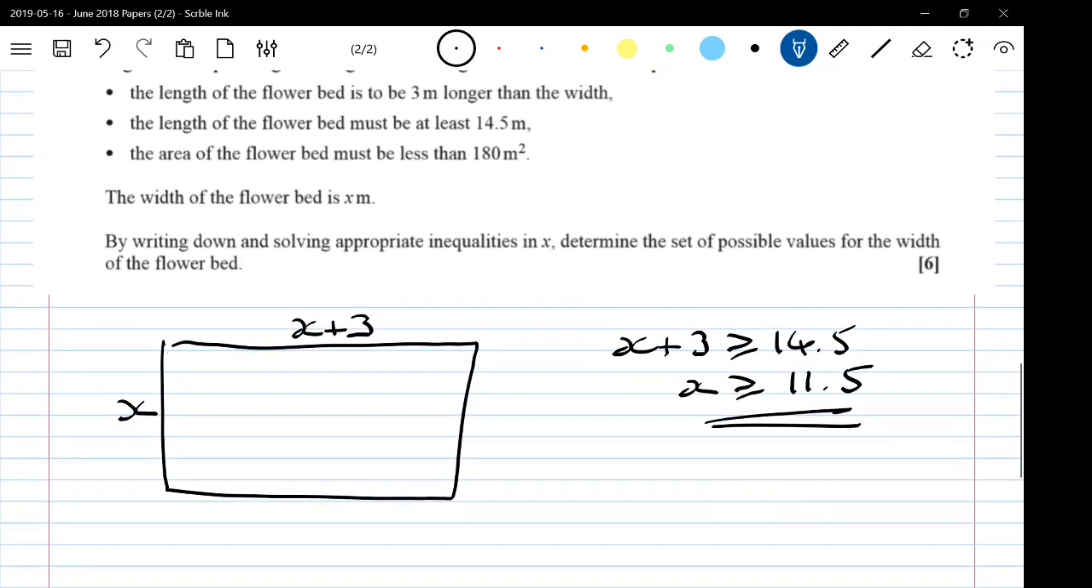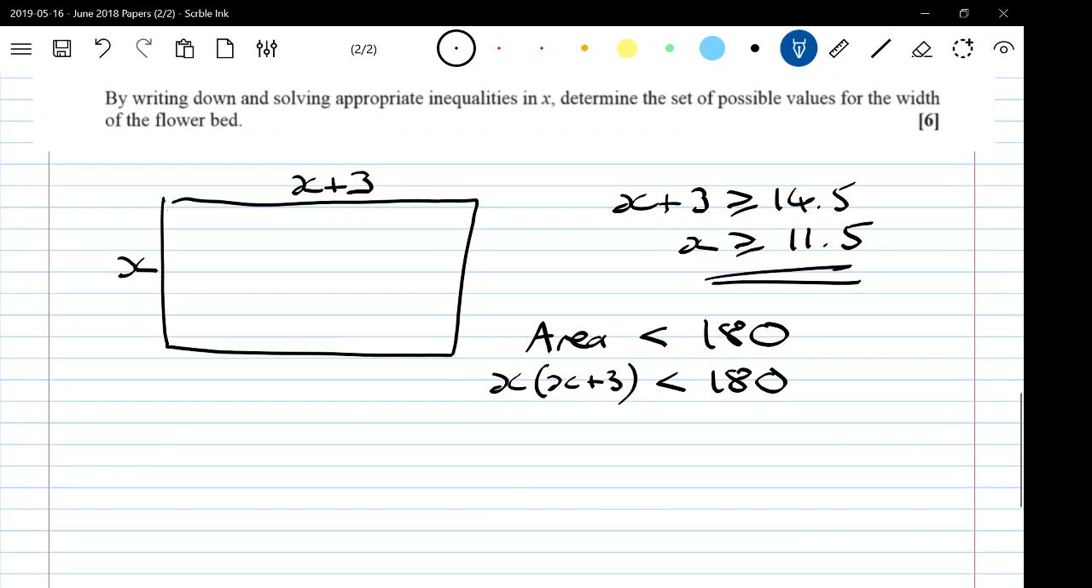The area must be less than 180. So the area has to be less than 180. That's x times x plus 3 less than 180. So this is x squared plus 3x minus 180 less than or equal to 0.